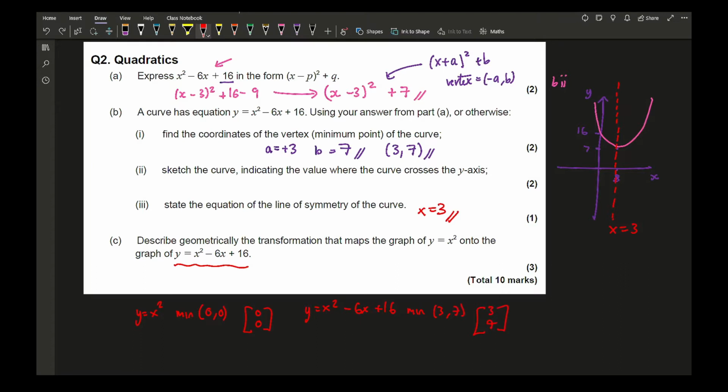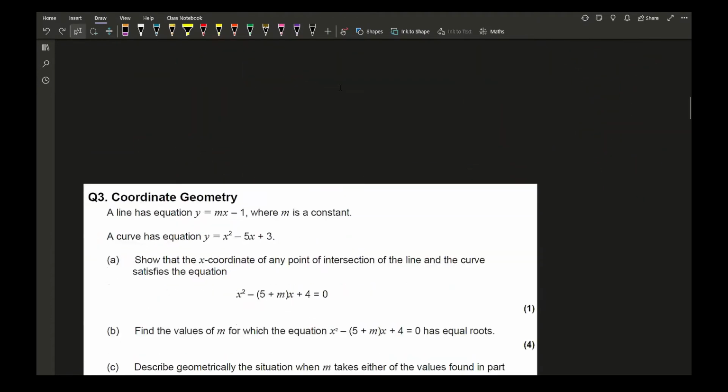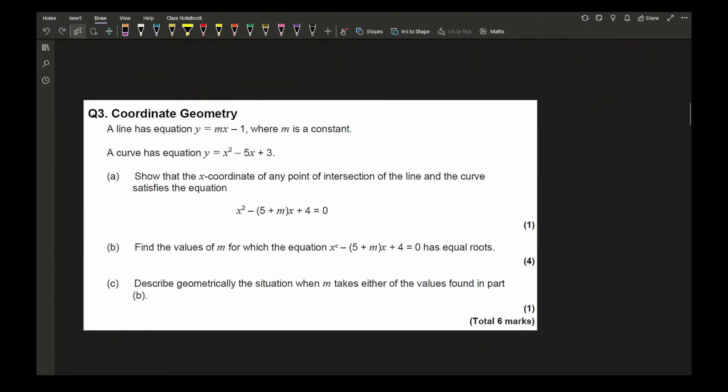So looking at how do I get from this to this, well, the answer here is going to be a translation. It always is. And the column vector is going to be (3, 7). There is my final answer. Now moving on to question 3.